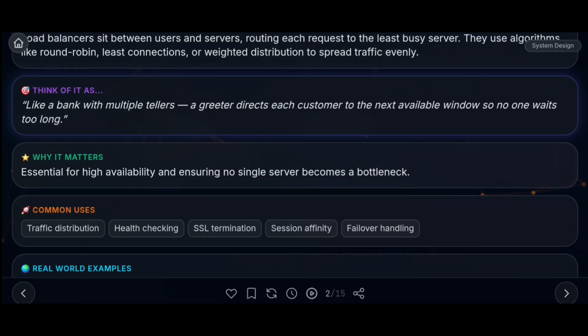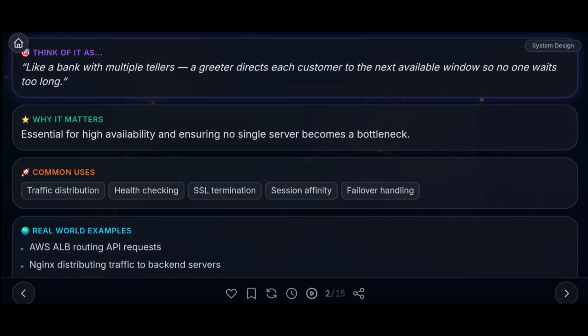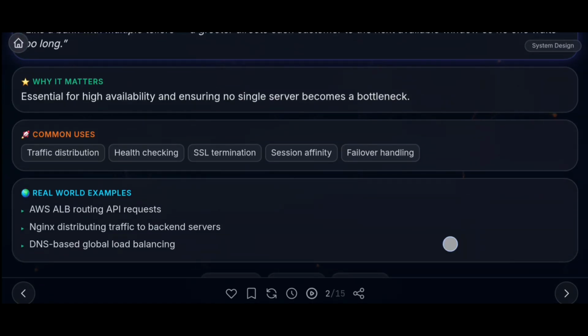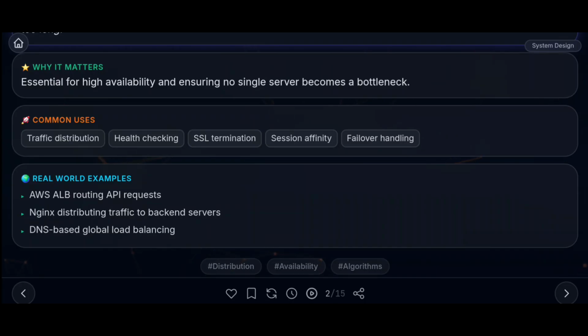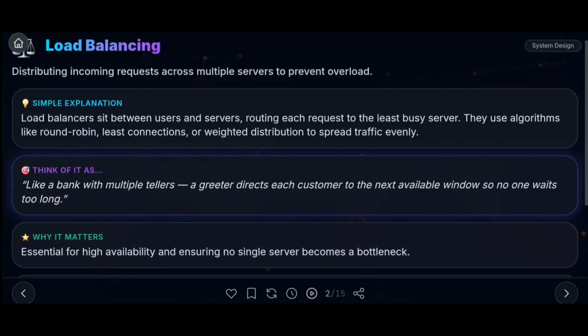Why it matters? It is essential for high availability and ensuring no single server becomes a bottleneck. Some common uses of load balancing are traffic distribution, health checking, SSL termination, session affinity, and failover handling. Some real world examples are AWS ALB routing API requests, Nginx distributing traffic to backend servers, and DNS based global load balancing. This is about load balancers.